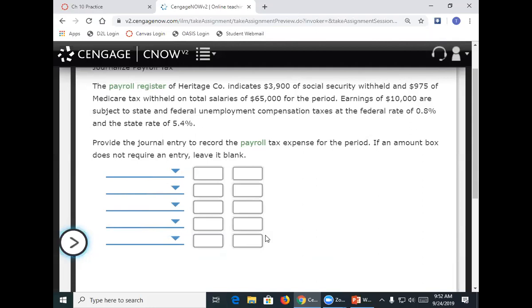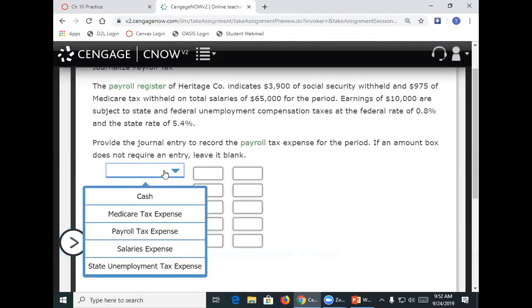On your homework or on the test, they may give you other withholding amounts like federal or state income tax. The employer tax liability is only FICA, Medicare, FICA, Social Security, and your state and federal unemployment. There's just those 4 taxes that we always pay, okay?